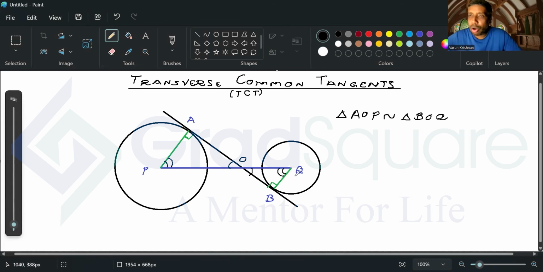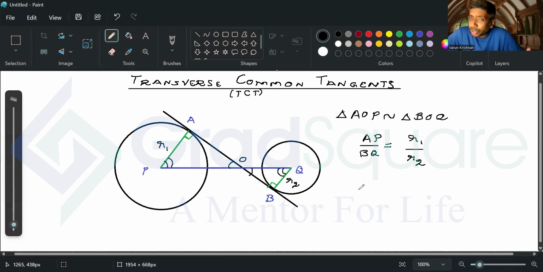Which means that the ratio of the lengths of the sides of these two triangles will be simply AP by BQ. And what is AP by BQ? AP by BQ is nothing but the ratio of the radii of the two circles, R1 by R2. If I take radius of the first circle as R1, radius of the second circle as R2, then the sides of these two triangles are going to be in the ratio of the radii of the two circles. With this in hand, if length of the TCT is given, then we know that AO is to BO will be equal to R1 by R2. So we can find out the lengths of AO and BO, and then we can apply the Pythagoras theorem to find out the lengths of OP and OQ, and add OP and OQ up to find out the distance between the centers of the two circles.